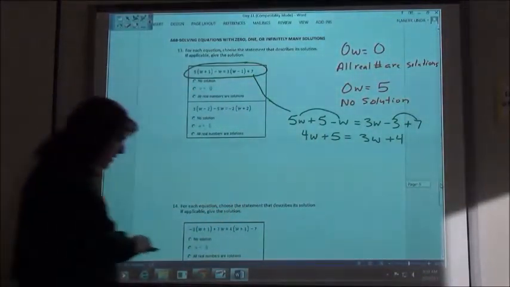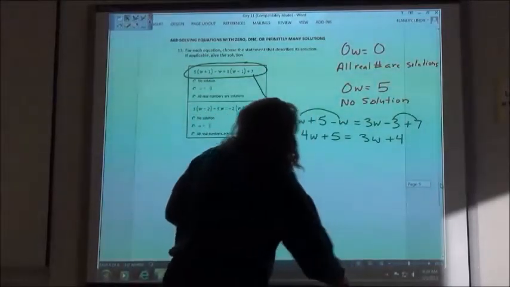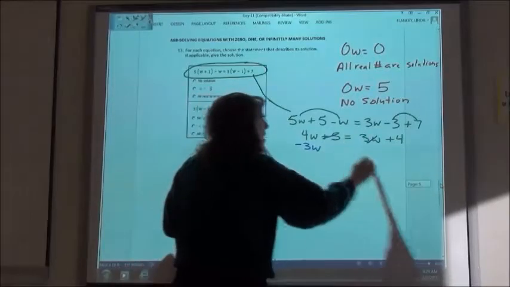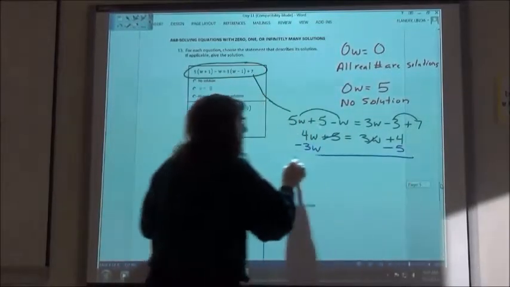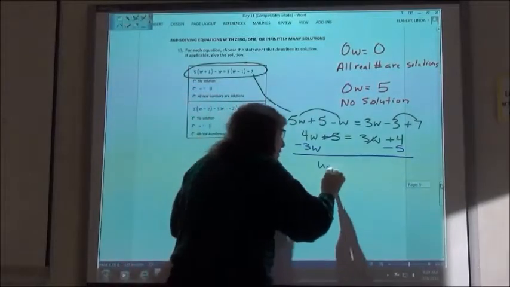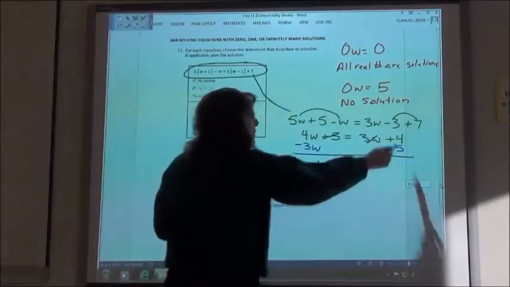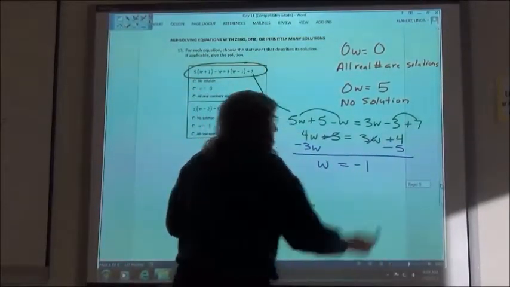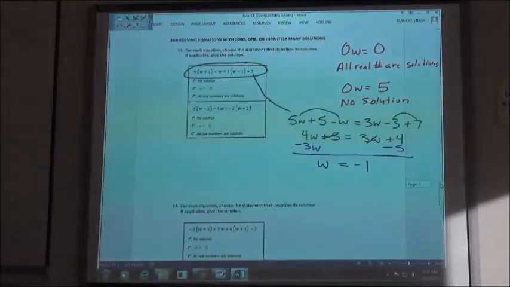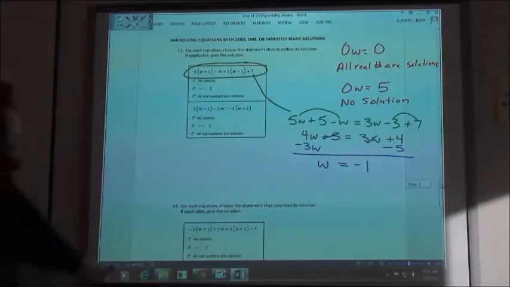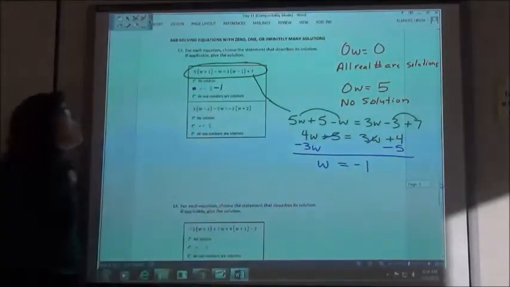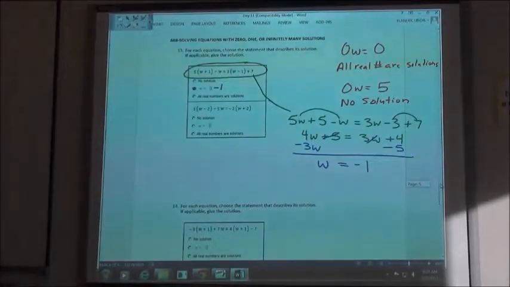Going to just keep going and solving it. So if I'm going to solve that, I get a minus my 3W and minus my 5. So 4W minus 3W is just 1W, or W. 4 minus 5 is negative 1. I got that one solved. I got a nice number answer. So on this one, I'm going to click the middle circle. I'm going to type minus 1 in the box because that one came out to a nice answer.